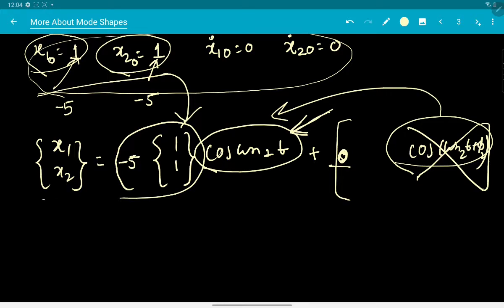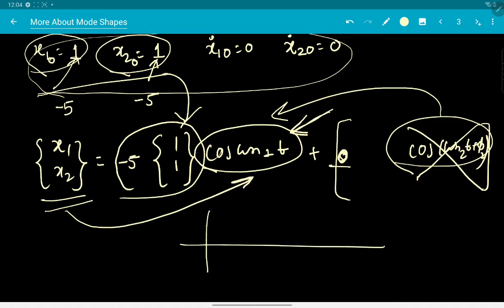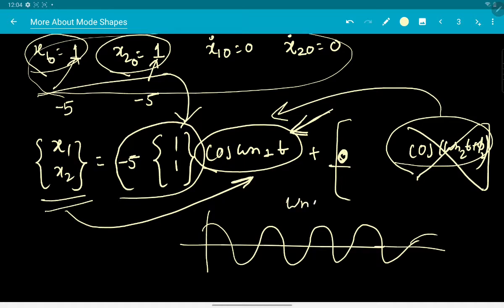Okay, so x1 and x2 have a contribution of only one cosine train, which is harmonic obviously because it is a cosine train, and it has a frequency of omega n1. So x1 and x2 are harmonic. If you give an initial condition which matches one of the mode shapes, then you are going to see that x1 and x2 are always harmonic and always in sync. So you will see a synchronous motion. Whatever x1 is, accordingly you are going to get x2.